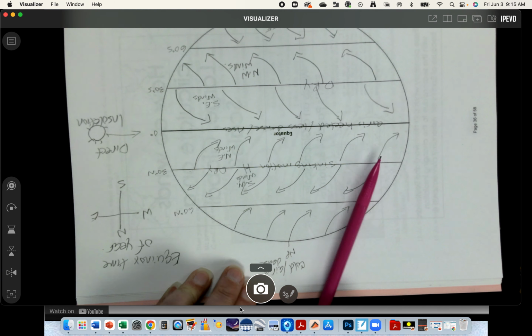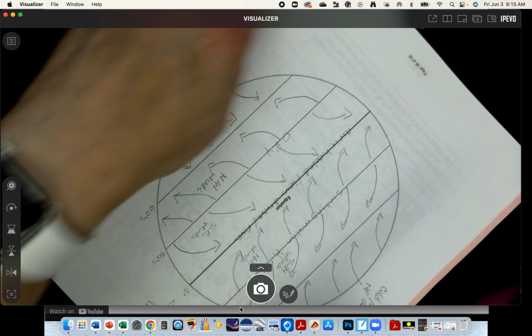Okay, and these winds, let's go back to north up. It's better for our brains. Okay, these winds are coming from where? From the northeast, right? They're coming from the northeast. So these are northeast winds.